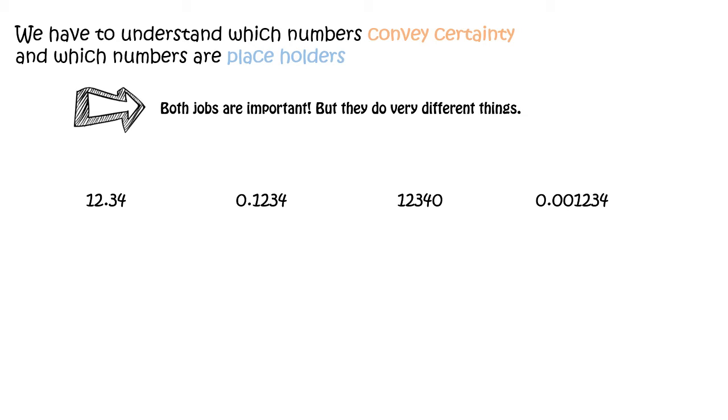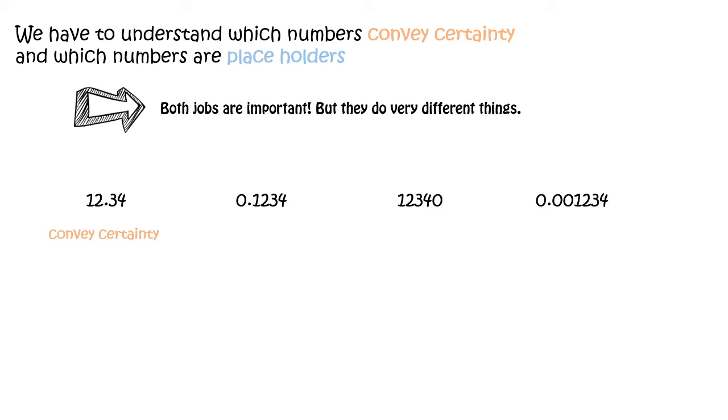All right, so if we look at the number 12.34, these are all non-zero digits. Before the decimal, after the decimal, doesn't matter. Any number that's not a zero is conveying certainty. So this is just like the scale that we just saw. There are 12 in the whole number, 0.34 in the decimal. All of them are conveying certainty.